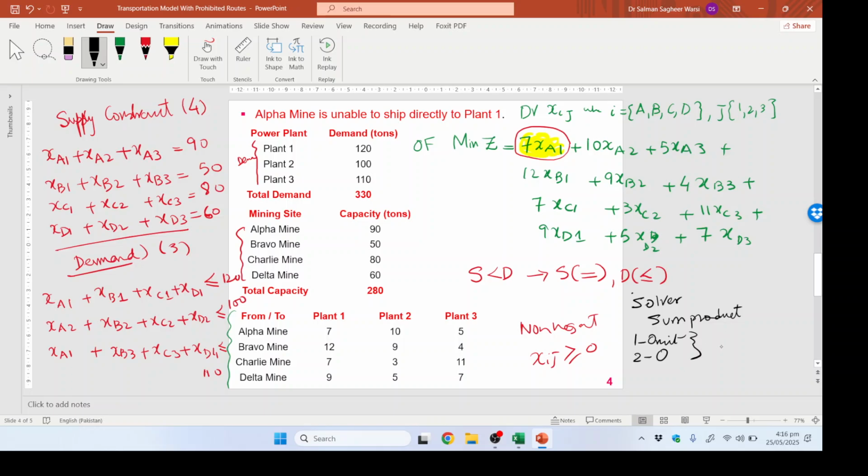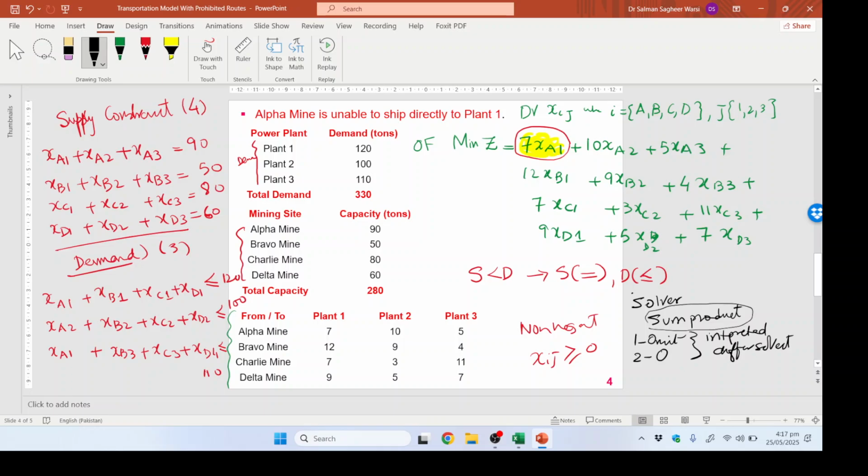So these two options are interpreted differently in the solver. Solver understands that if you omit this value, this 7, and just replace it with nothing, or keep this cell empty, or you just replace it with 0, solver will take it as a 0 cost of transportation from alpha to plant 1. So we can't just leave it, omit it, or put 0 in place of this cell. And this is especially important when we are using this sum product formula.